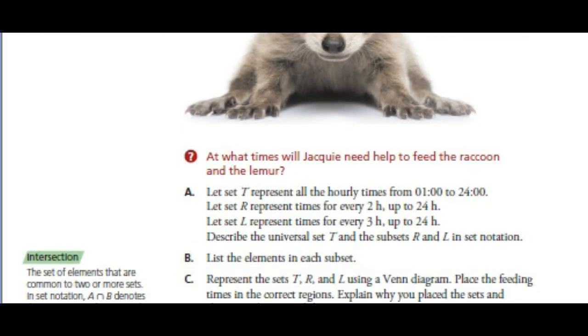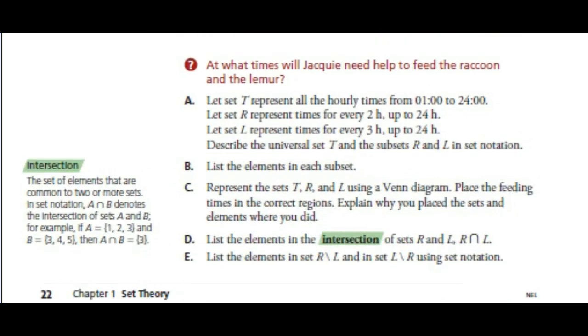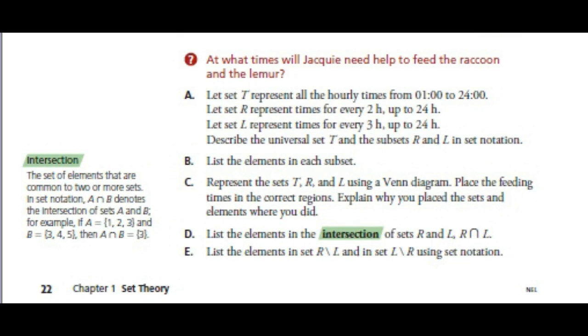So, at what times will Jackie need help to feed the raccoon and the lemur? So, when does she have to feed both of them? To do this, let set T represent all the hourly times from 1 to 24. Okay, so then T is going to equal the set one through 24, right? 1, 2, 3, 4, 5, etc.